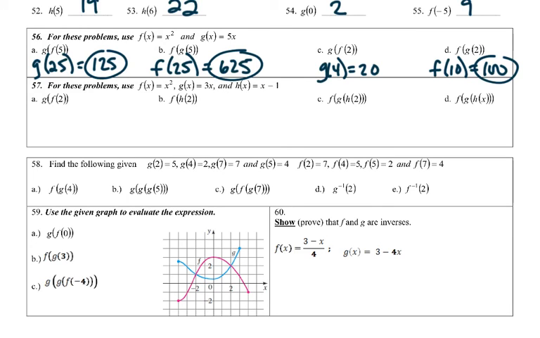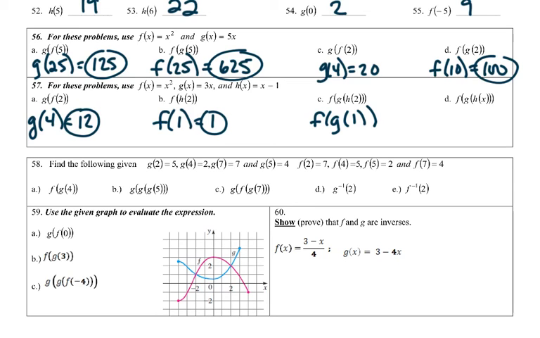Same thing here. I mean, it's probably overkill. G of f of 2 would be g of 4, which is 12. F of h of 2 is f of 1, which is 1. F of g of h of 2 would be f of g of 1. G of 1, of course, is 3, and 3 squared is 9.